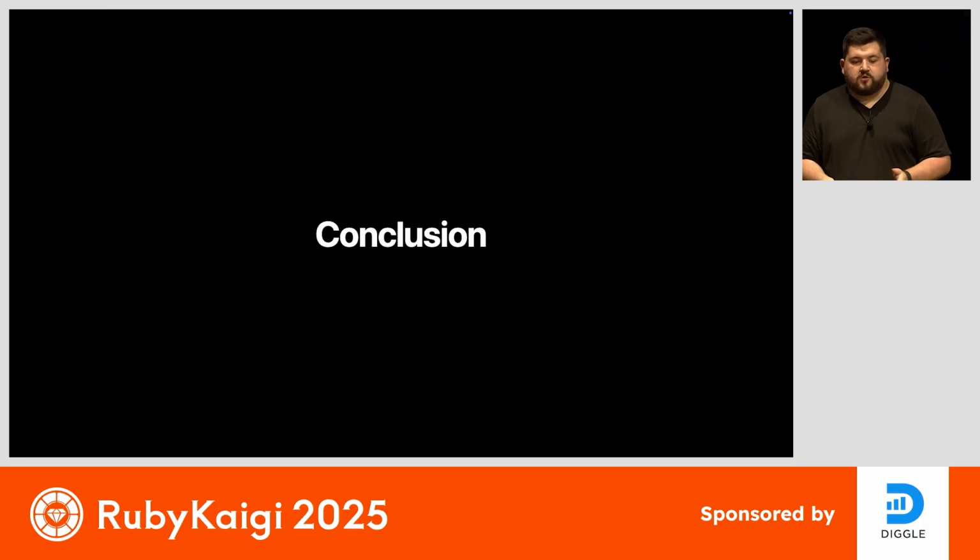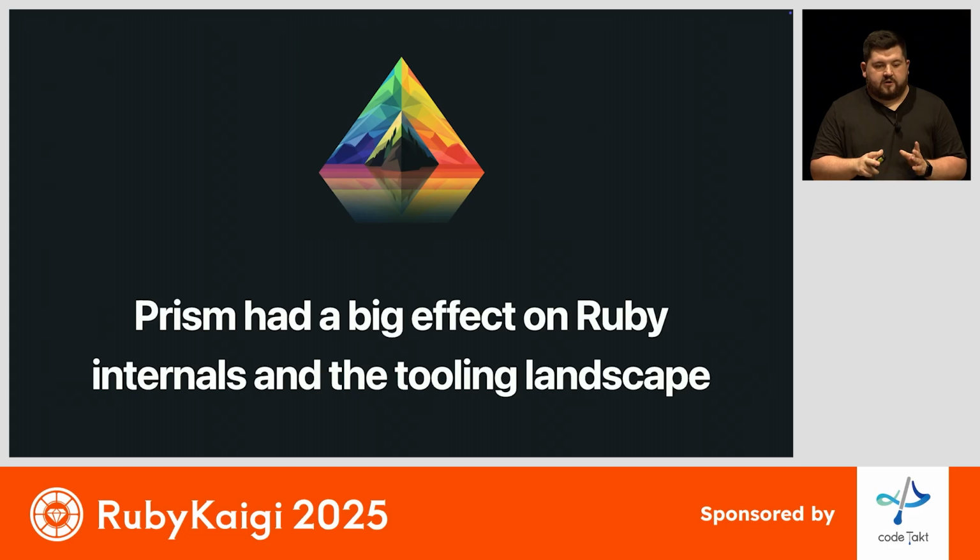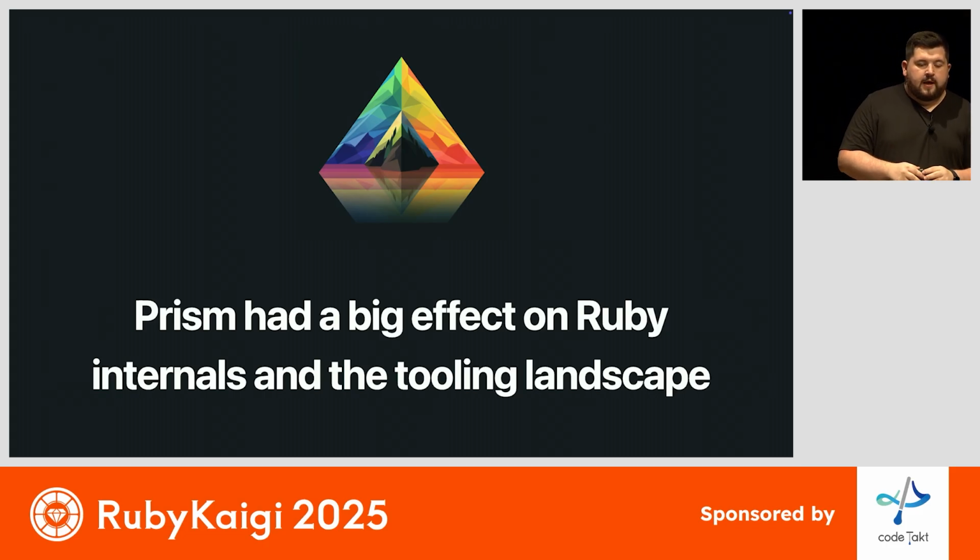So to conclude, Prism itself has been really awesome to work with. I have been using this heavily for this project, obviously. But Prism itself is now shipping with Ruby 3.4 as of last Christmas, and I think it has had a big impact on the whole tooling ecosystem and the Ruby internals itself.